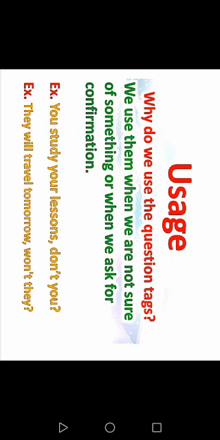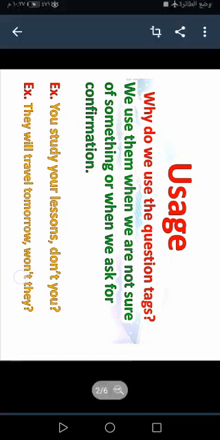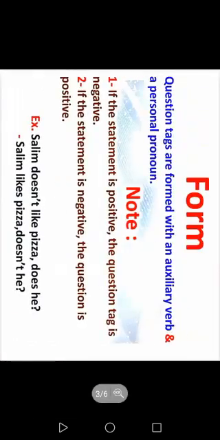The second example, they will travel tomorrow, won't they? Won't they here means, do you agree? Or am I right? Excellent. Now we will learn question tag form.